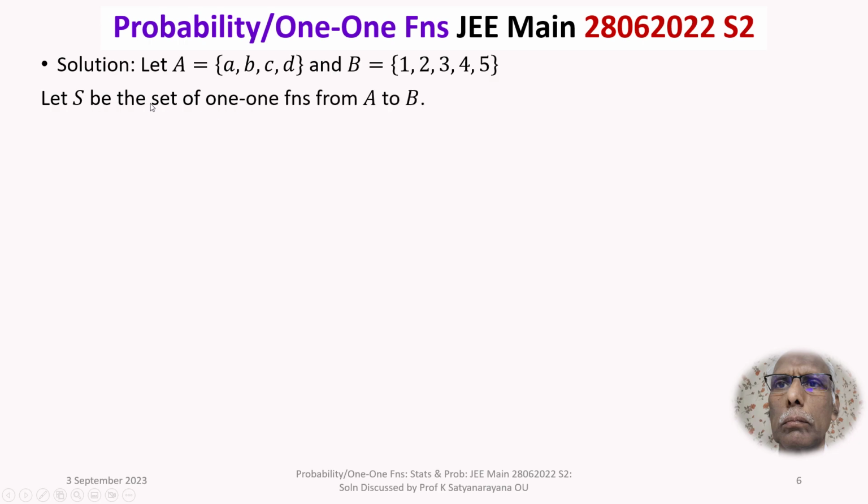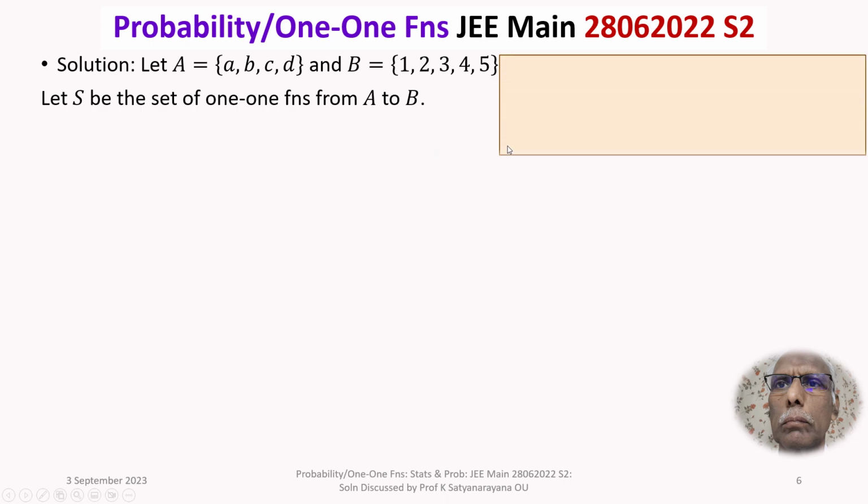Let's now consider the sample space. What is our sample space? The set of all one-to-one functions from A to B. Let S be the set of all one-to-one functions from A to B, and this will be the sample space in this context. Now, what is n(S)? How many one-to-one functions are there from A to B? n(S) we have to find.